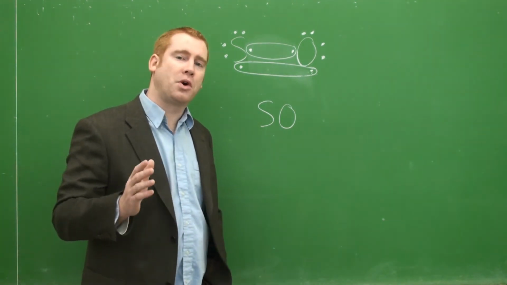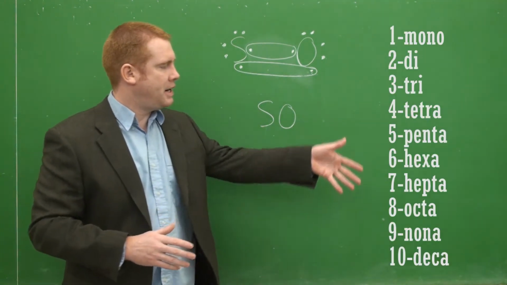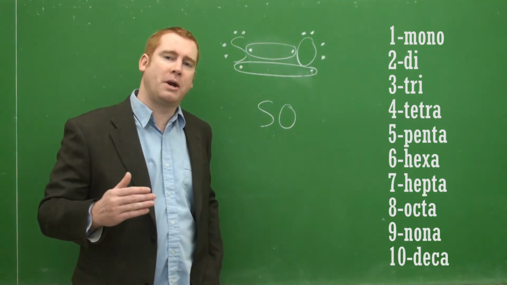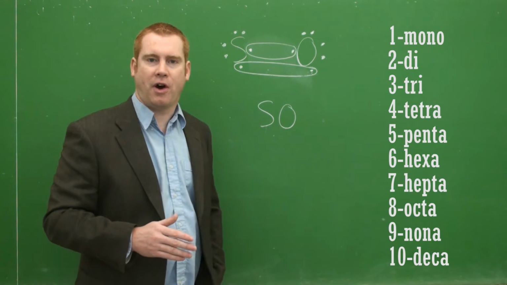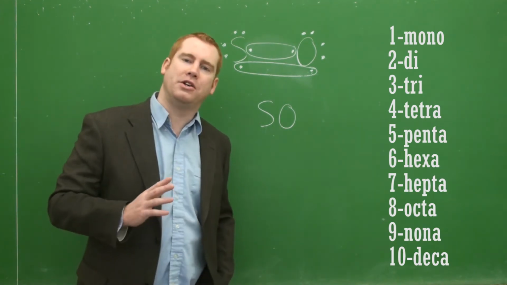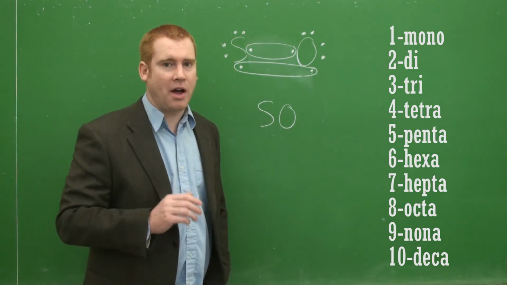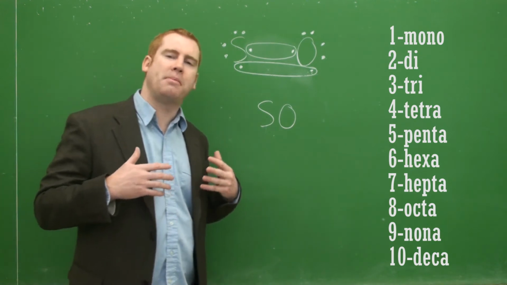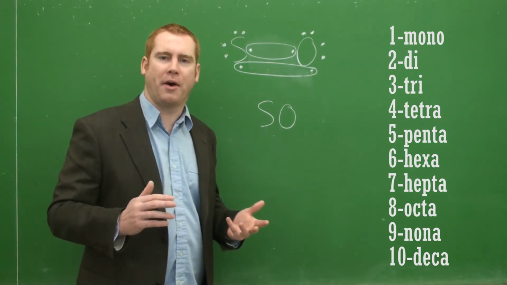Now the prefixes we're going to use are listed right here. We've got them for 1 through 10, although we're really only going to worry about 1 through 5. That's 1 being mono, 2 being di, 3 being tri, 4 being tetra, 5 being penta. Now there are ones for 6 through 10, but they don't tend to come up too much. Not that they're any harder.